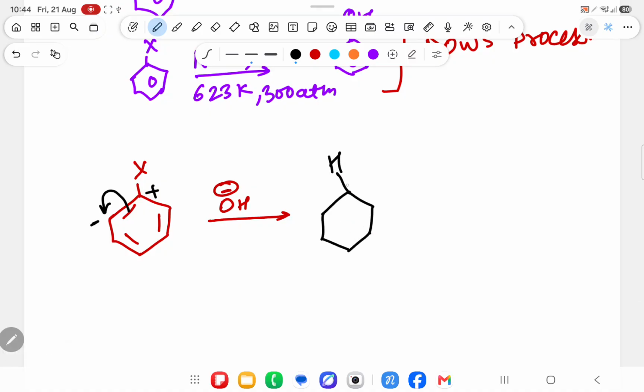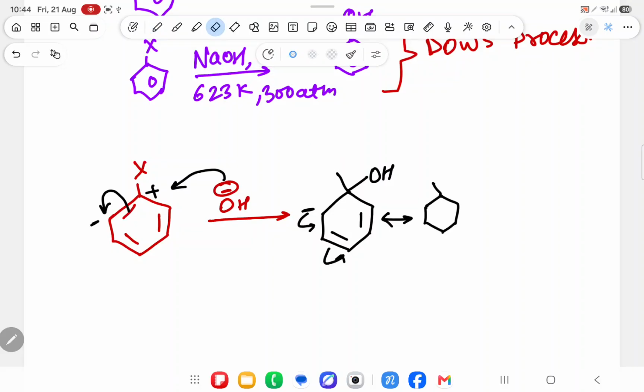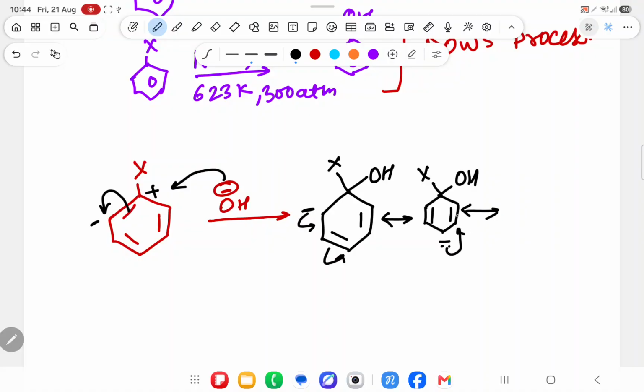Over here, what will happen? X will be here, and this OH- is attacking in this place. Over here, minus will come here. This minus will do resonance. Again, what will you get? Over here X, not OH. Over here X. Again what happened? X is there, OH is there. Double bond coming here, minus is coming here. Again it will do resonance here. Double bond will go here, here double bond, here minus. X is there, OH is there.